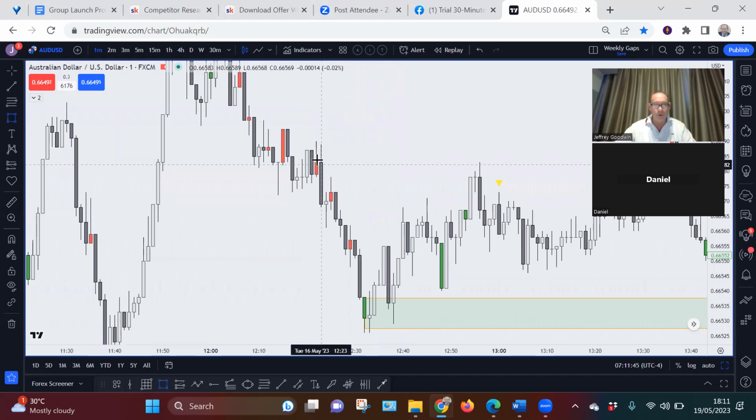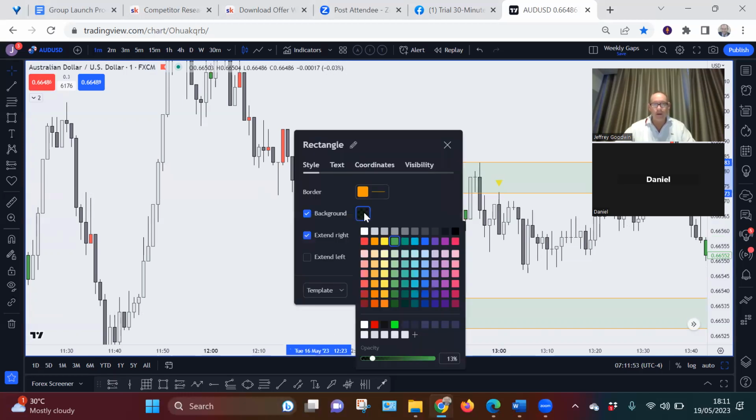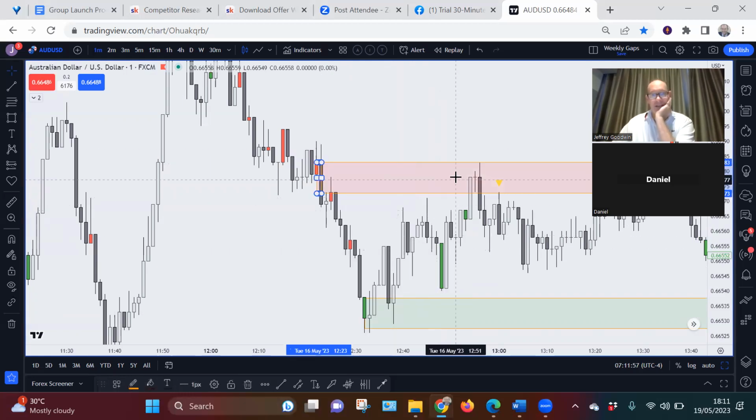So that one would mark green. And that's why that one would be red, because that means it's a sell zone. And it sort of hits there.